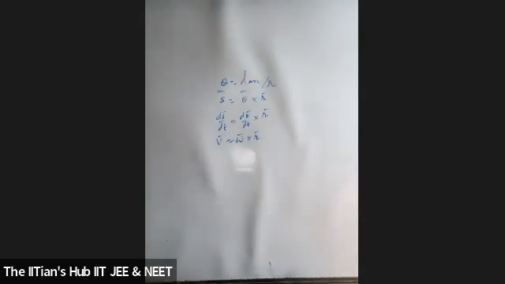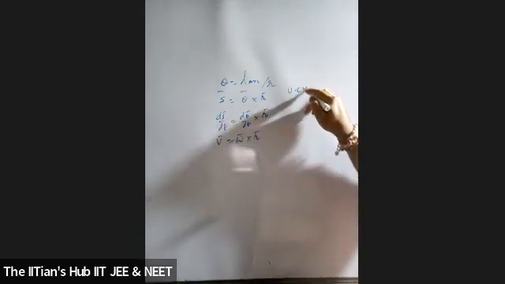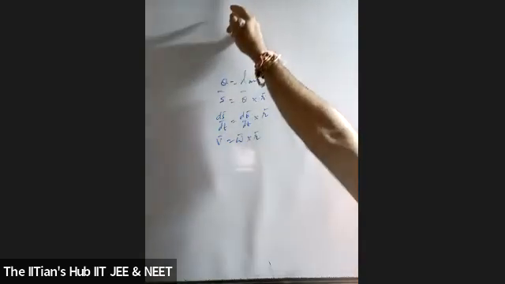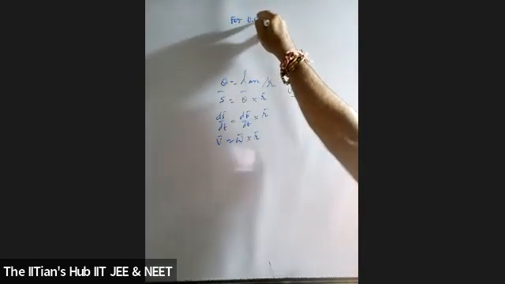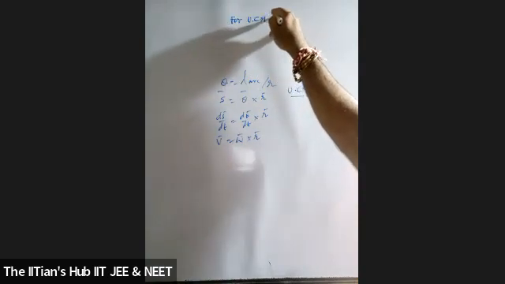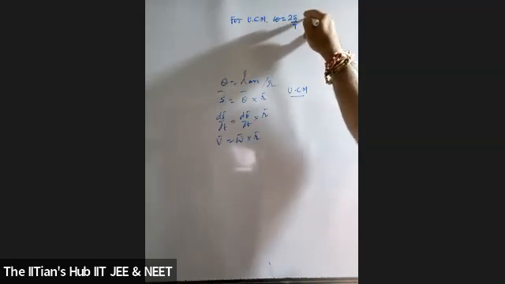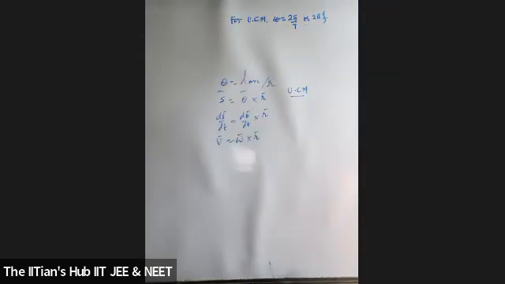Now, if I say UCM, students, what is happening in UCM? In uniform circular motion the body covers equal angle in equal intervals of time. So keep in mind that for uniform circular motion, omega will be simply equal to 2 pi by T or 2 pi f.